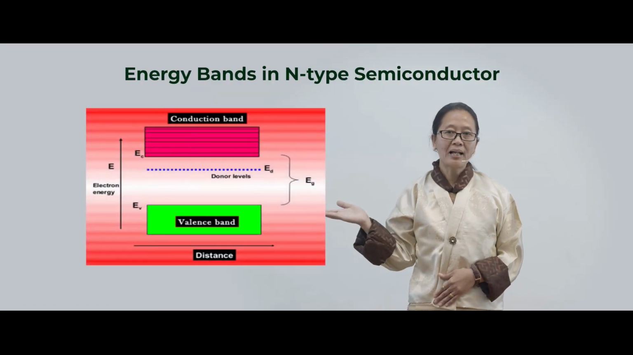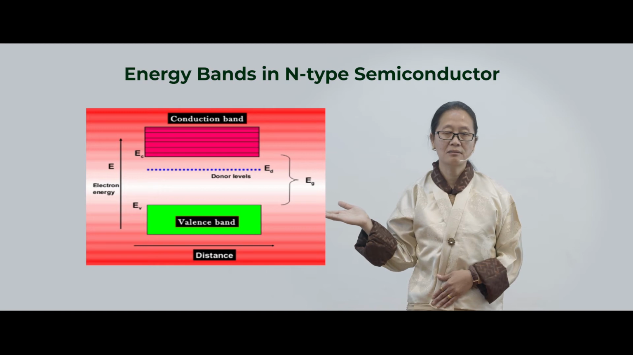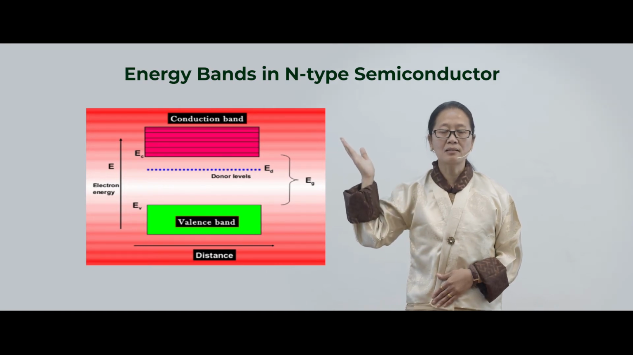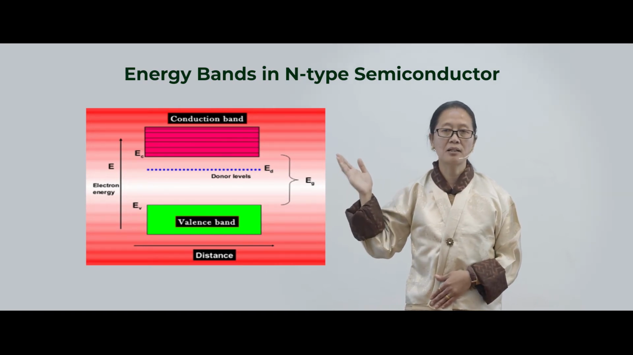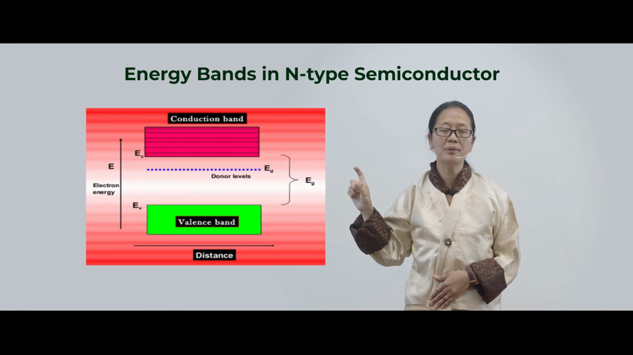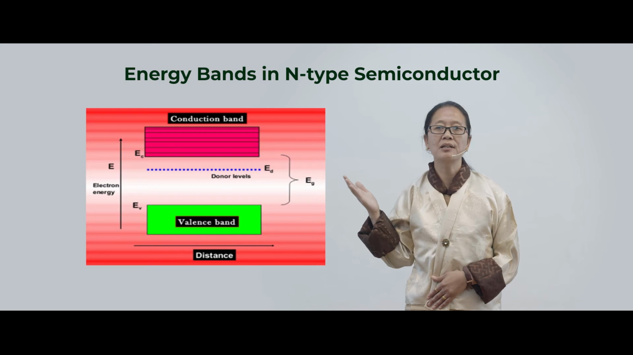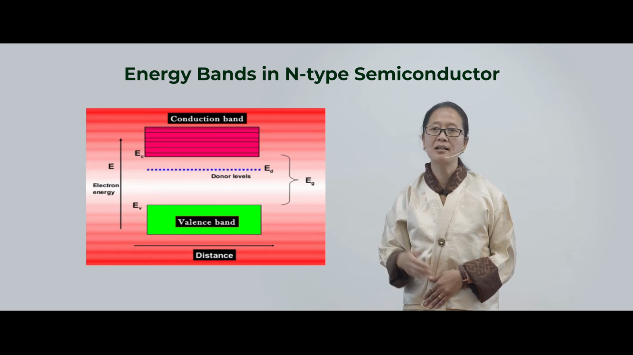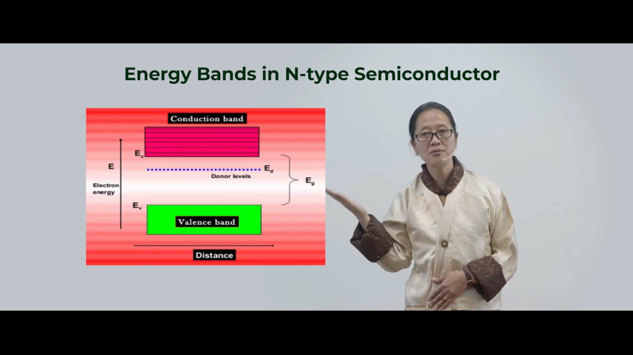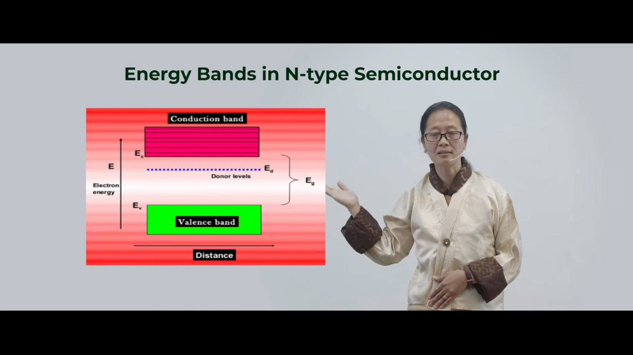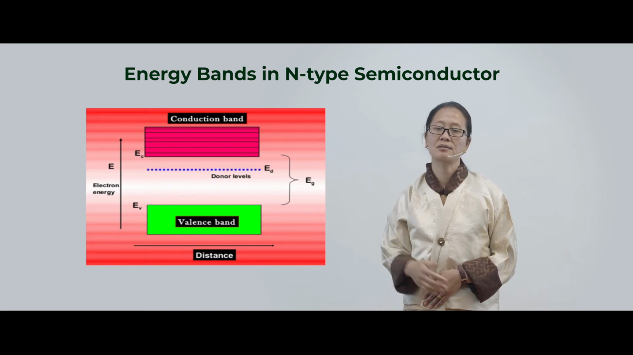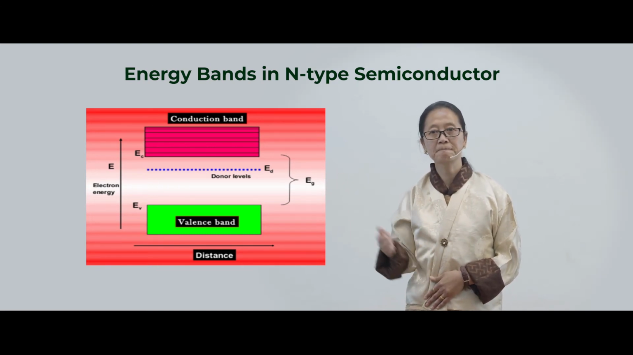The lower band is the valence band, then the upper band is the conduction band, and you can see there is a forbidden gap in between the valence band and the conduction band. But there is a difference in the energy band diagram of intrinsic semiconductor and this n-type semiconductor. Did you see the difference?